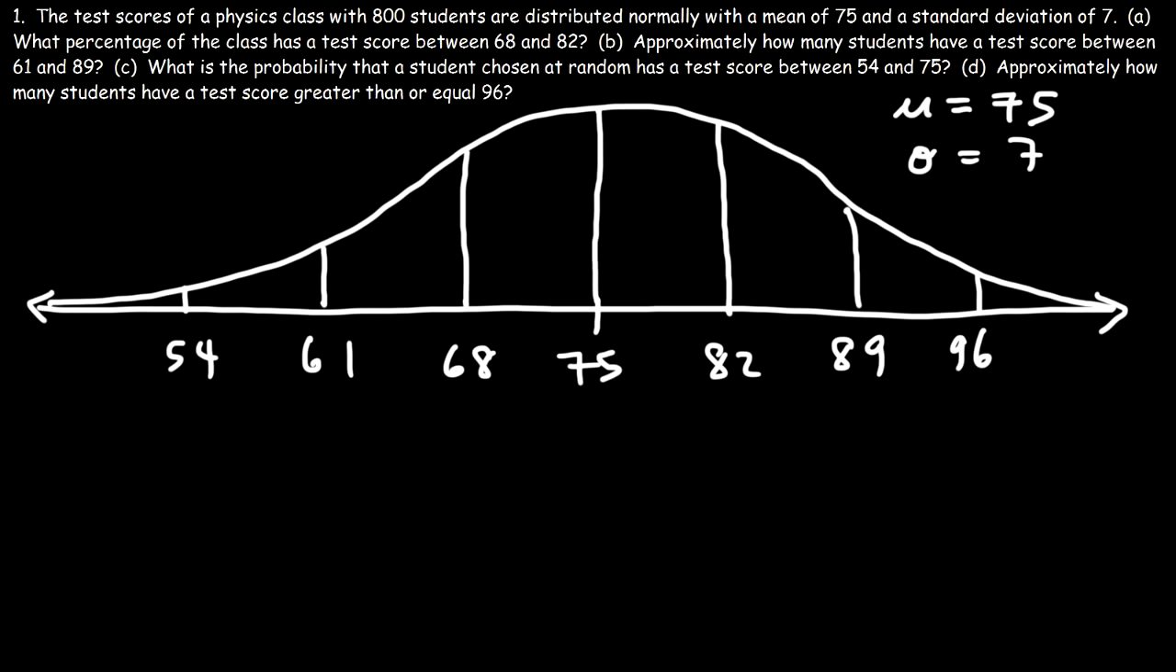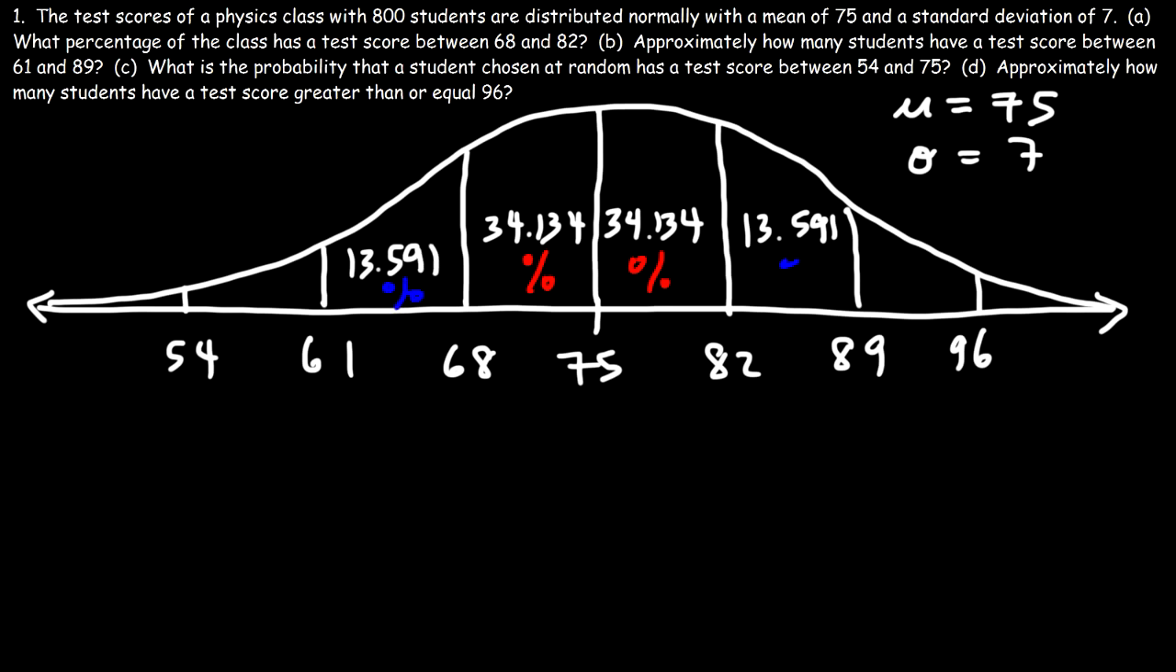Now, let's put the appropriate percentages in each region. So we know that within the first standard deviation, it's going to be 34.134%. And then between the first and the second standard deviation, it's going to be 13.591%. And between the second and the third, it's going to be 2.14%.